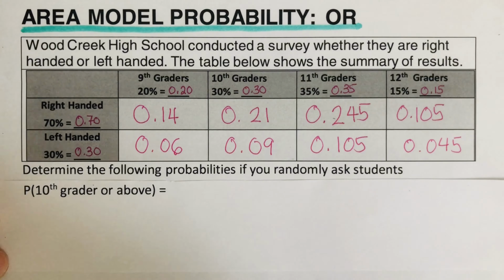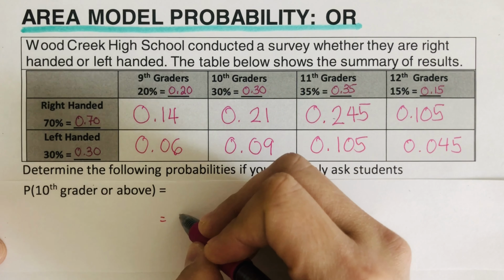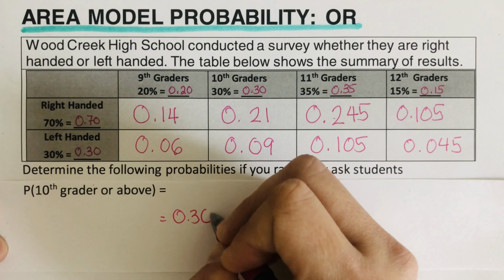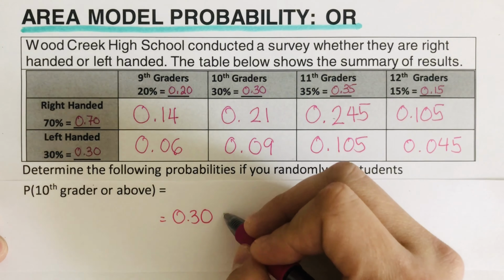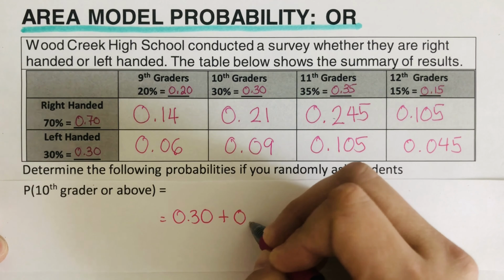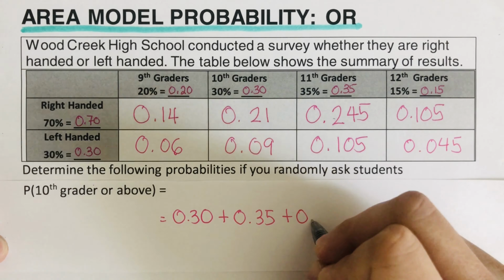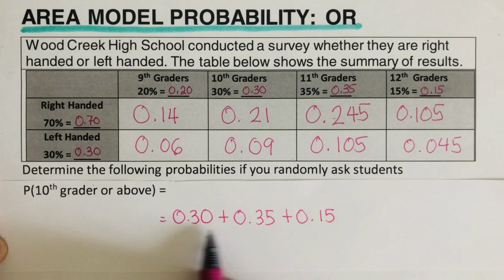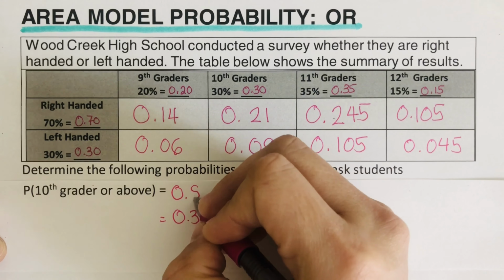So what are the numbers that we're adding? Here we're going to add 0.30, since it says 10th grader or above. So I go 0.30 plus 0.35 plus 0.15. And the answer, if we add all of these, is 0.8, or 80%.